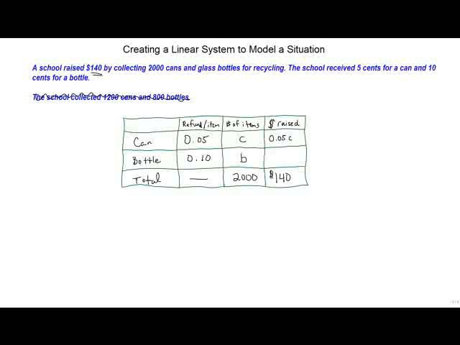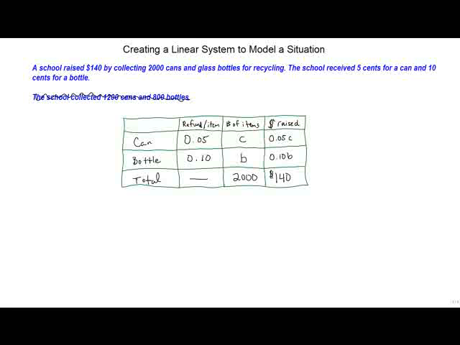And the same thing with bottles. We don't know exactly how much money the bottles brought in, so we're going to represent it by combining the refund per item with the actual number of items. So 0.10 B. So now our table represents all the information that we were given.